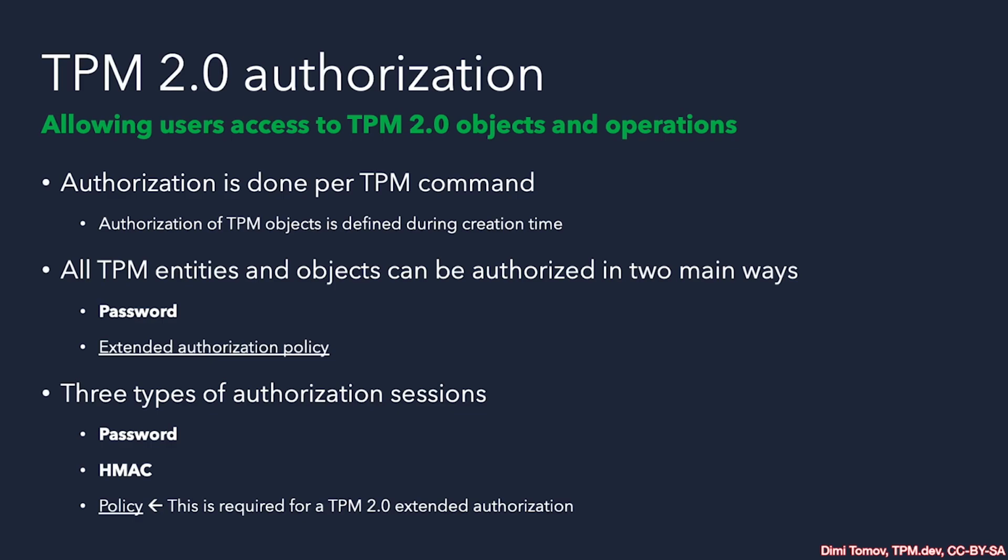To transfer the authorization information between the host and the TPM, we have authorization sessions. Out of the 5 types of TPM sessions, here we do not have listed the audit session because it has special purpose, as we already learned, and the trial session, about which we'll learn more in just a moment. By using a password session or HMAC session, we can satisfy a password authorization for the TPM. By using a policy session and only policy session, we can satisfy the TPM 2.0 extended authorization.